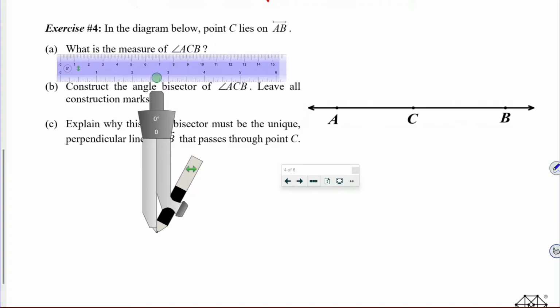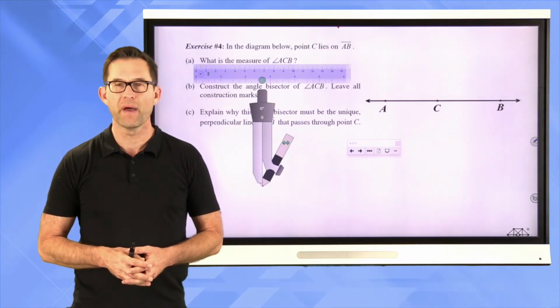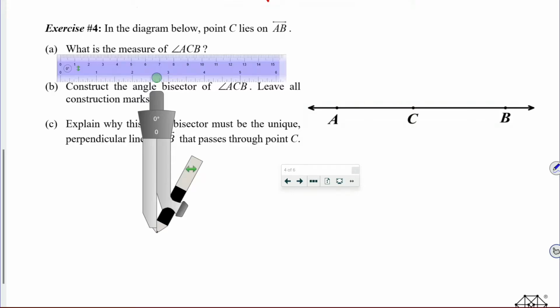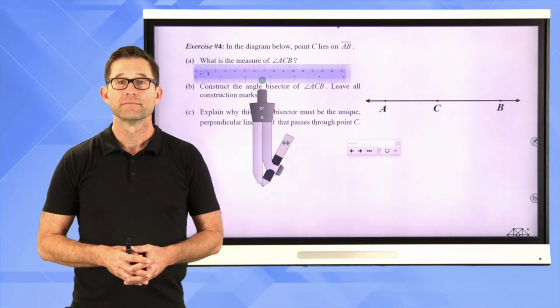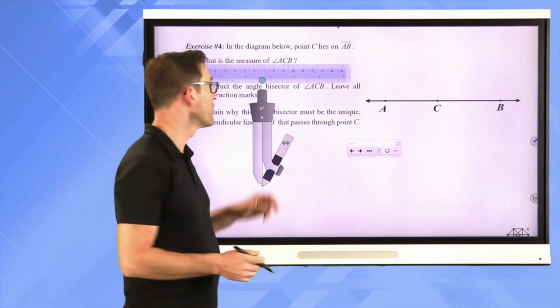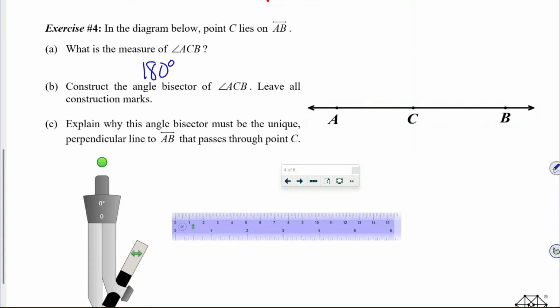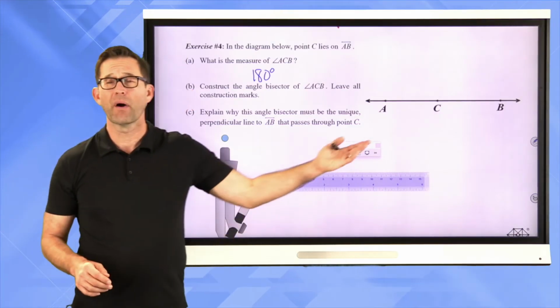Exercise number 4. In the diagram below, point C lies on line AB. Letter A. What is the measure of angle ACB? Oh, this should be easy. Pause the video now and go ahead and write down what the measure of angle ACB is. Well, since C lies on line AB, points A, C, and B must be collinear, which of course then tells us that the measure of angle ACB is 180 degrees. All right? Letter B. Construct the angle bisector of angle ACB. Leave all construction marks.